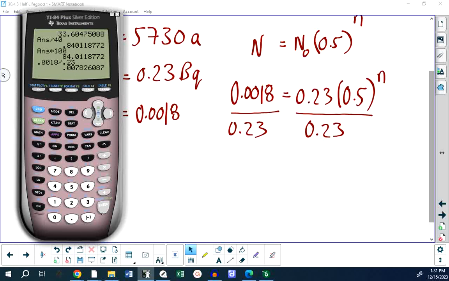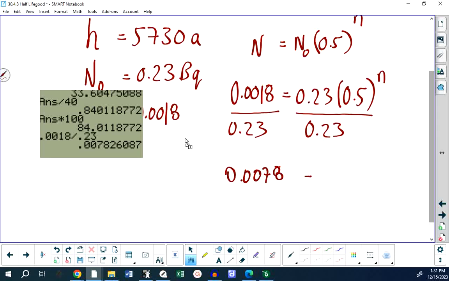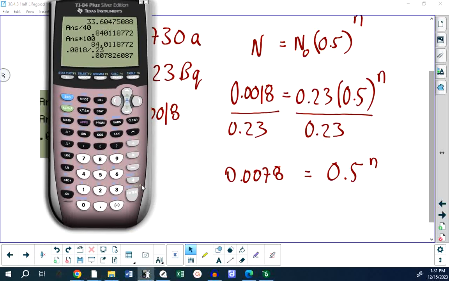To get 0.0078, we'll carry all the decimals, equals 0.5 to the n. I hope that those of you that are in my Math 30 class right now look at that and go, that's a piece of cake to find n. I'll go over that in a second. Well, maybe not. So how is it you can solve this now? Well, one of the things you can do is solve it graphically.